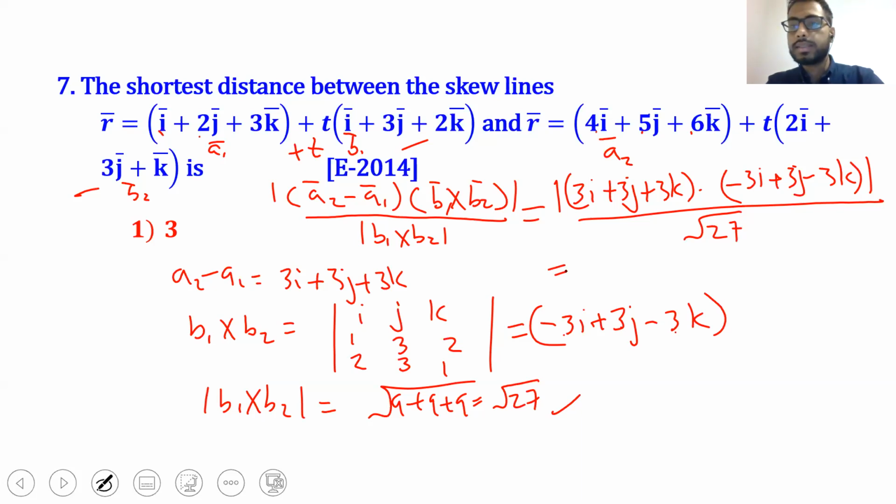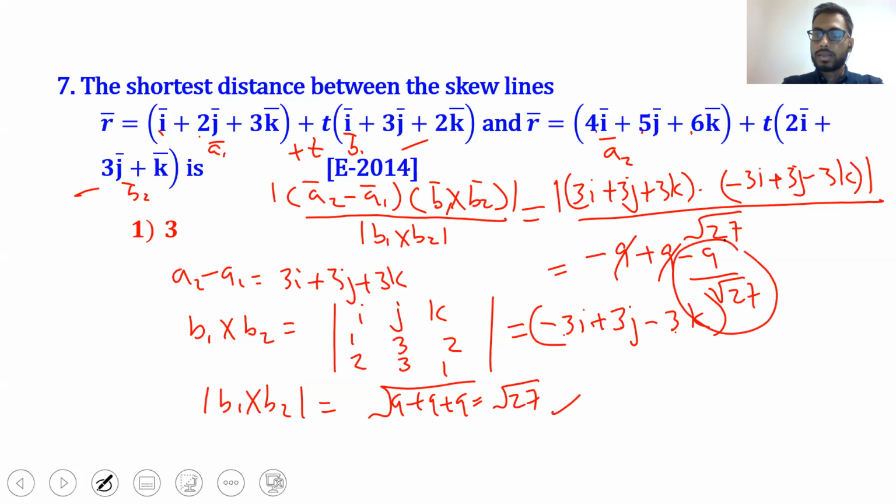So simplifying this, I'm going to get 3i into minus 3i, minus 9; 3j into plus 3j, which is going to be plus 9; and 3k into minus 3k is going to be again minus 9. So plus 9 minus 9 cancels out. I have this upon under root of 27. I want distance, so I can ignore the minus sign. So my final answer is equal to 9 by root 27.